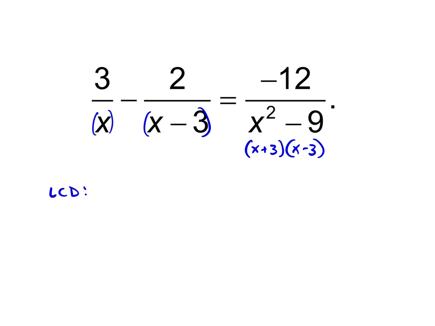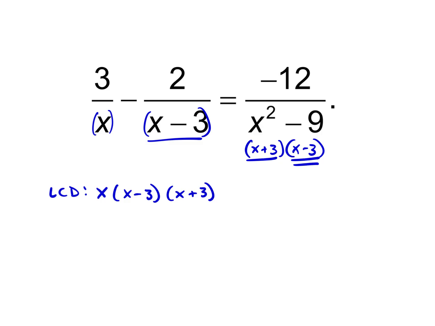So for our least common denominator, we're going to list all of the factors in our denominators. The first one is x. The next one we have is x minus 3. Next one we have x plus 3. Now we have another x minus 3. If it's already on the list, you don't have to list it again. So it's already on the list. We do not have to write it again.